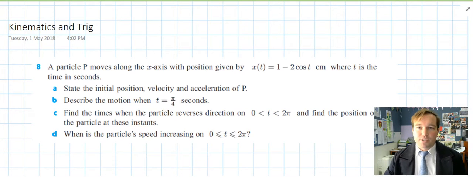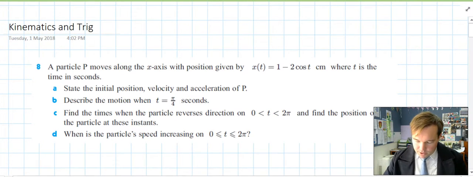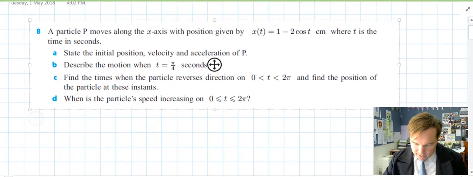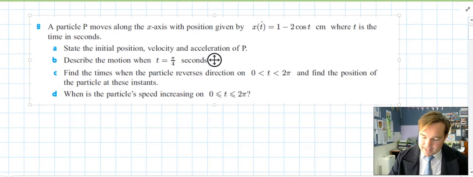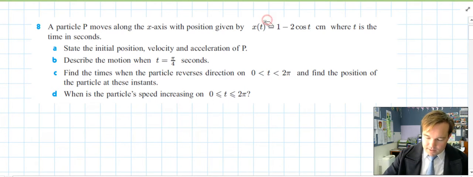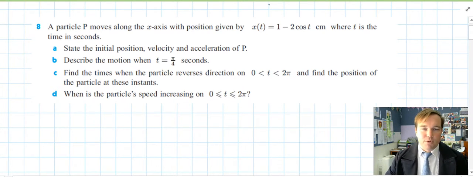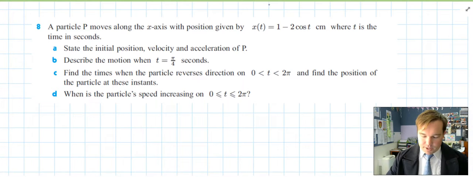Kinematics, this time focusing on trigonometry. So here we have a question cut straight from the book that is looking at particle P that moves along the x-axis given by position x(t) equals 1 take 2 cos t. x(t) in our case being a displacement function. So you can think of it as s(t), which is what we've been talking about before. Same sort of thing. Alright, state the initial position, velocity, and acceleration.